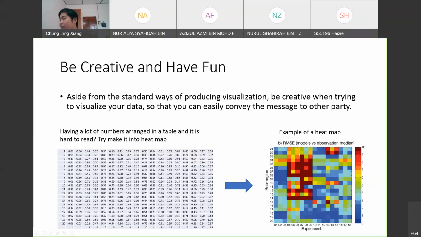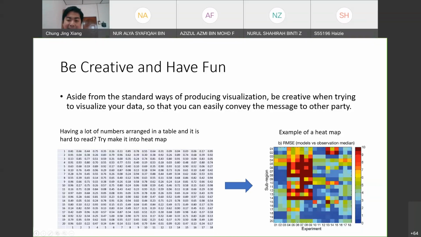So when we look at this, okay, this area has very large value. So this area has small value. So for sub-region number 9, experiment 01, it has a small value. Yeah, but for sub-region 08, experiment number 4, it has a higher value. Right? So at an instance, it makes your table easily readable, rather than it just showing values. Okay, so be creative and have fun, like I said.